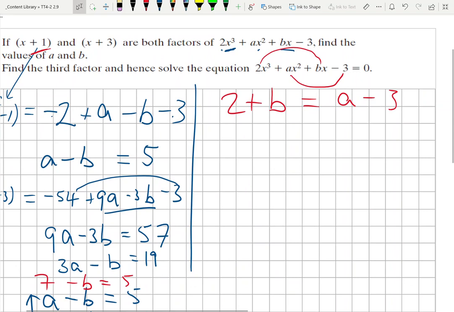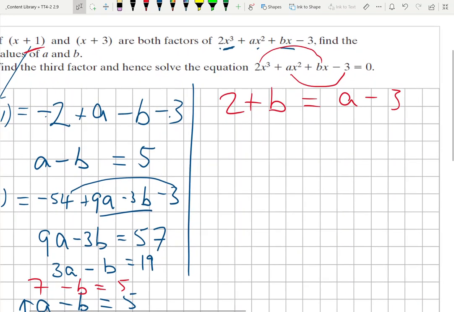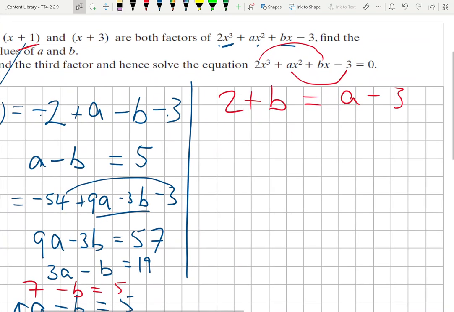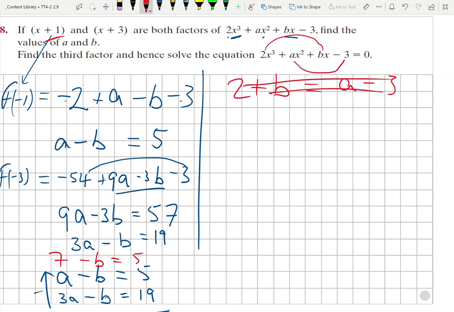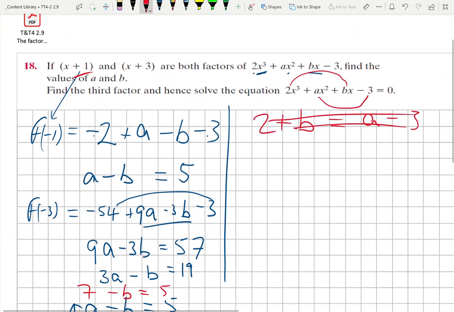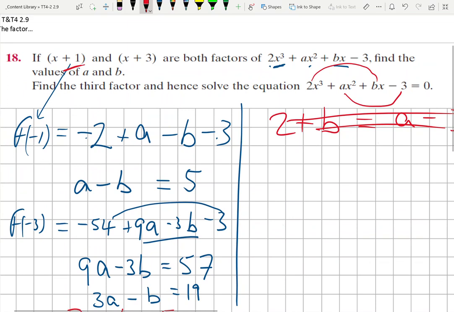Yeah, but I don't think we're going to end up any better off. We're going to still end up with 2 linear equations to solve. So yeah, we're happy with that. So we actually agreed that we like the factor theorem for that one.